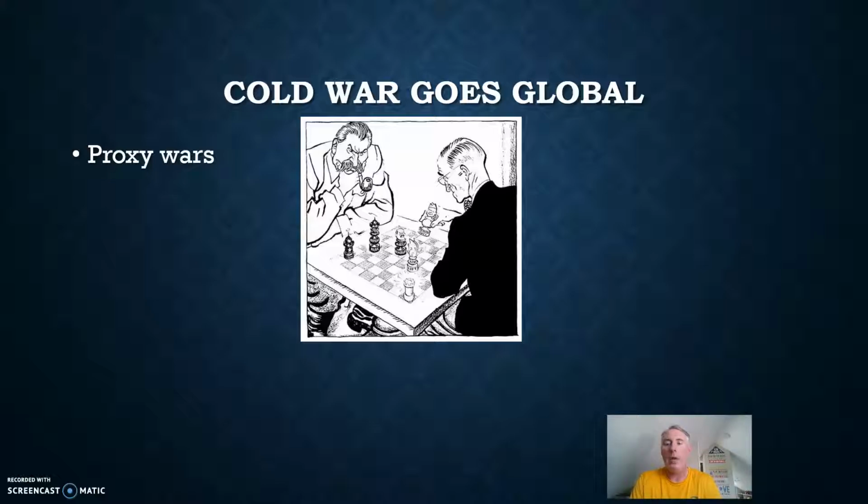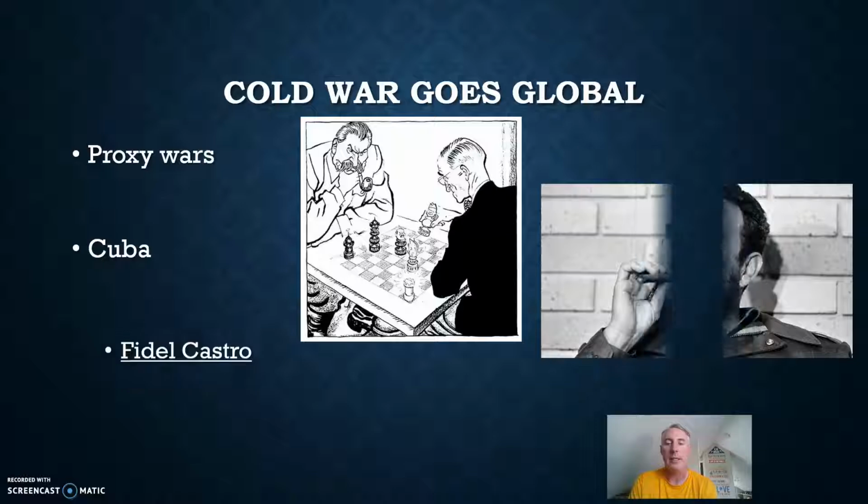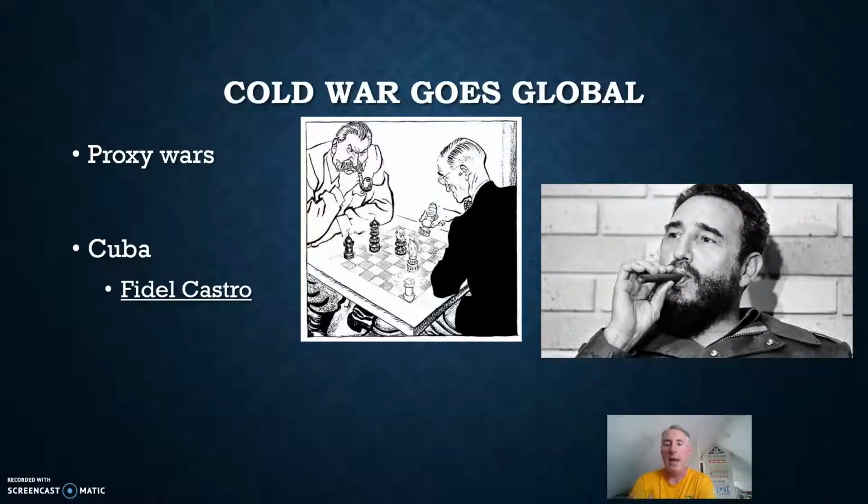Now, even though this one country wasn't involved in an actual proxy war, it became the area that almost led to actual war between the two superpowers. And here we're talking about Cuba. Now, Cuba is a small island country in the Caribbean, not too far from the coast of Florida. And in the early 1960s, Fidel Castro takes power. Castro was a young revolutionary, and he overthrew the dictatorship in Cuba that was very friendly with the United States.